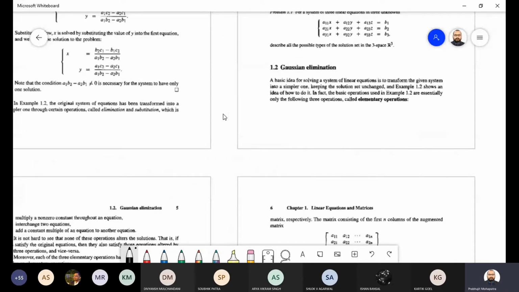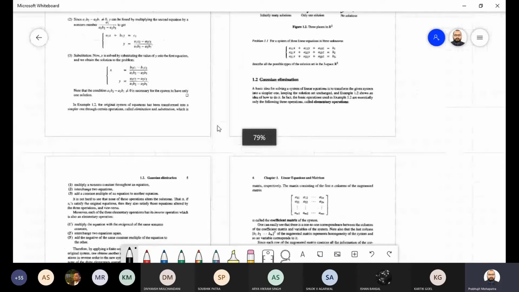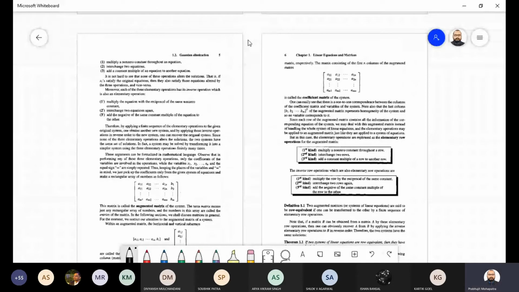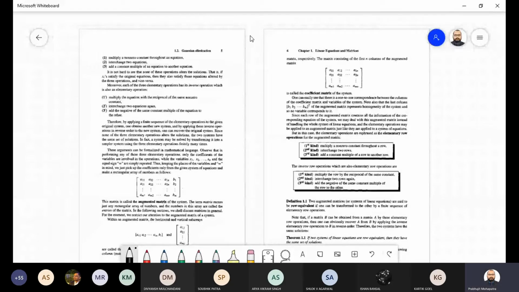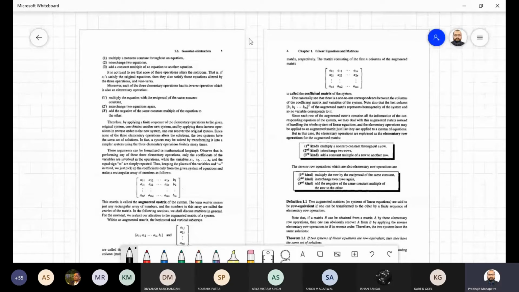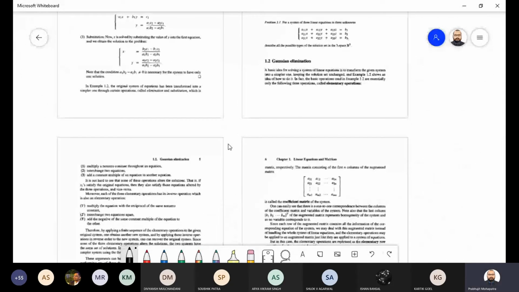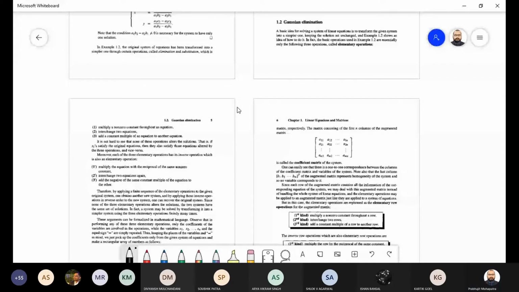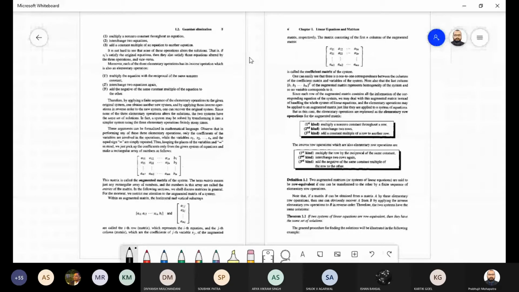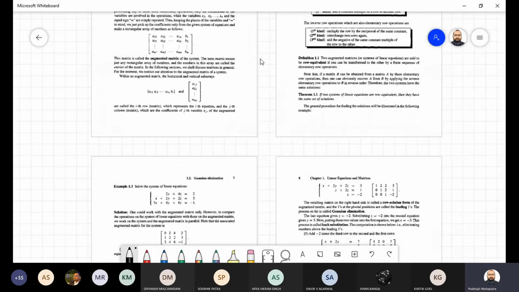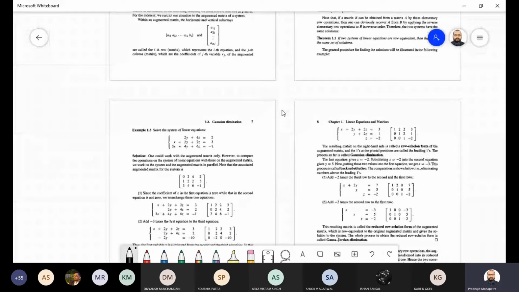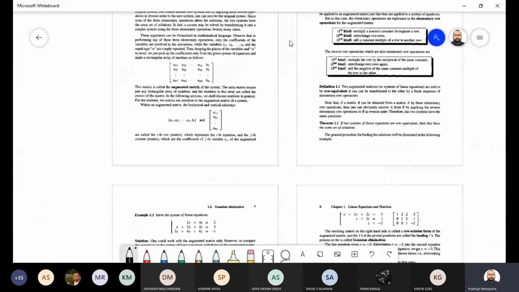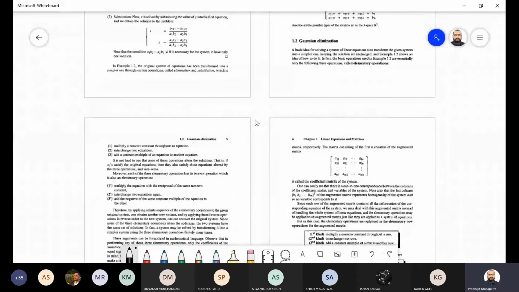Before coming to Gaussian elimination, let me, okay, it is 12. We can have another 10 minutes of class, no issue? Yes or no? Yes, sir. Okay, from here you can understand. Just a second.